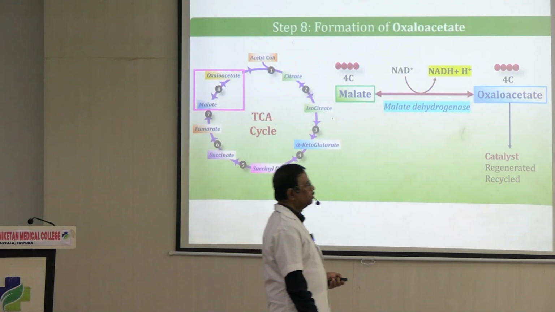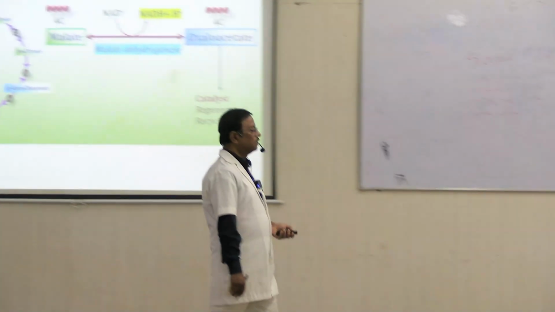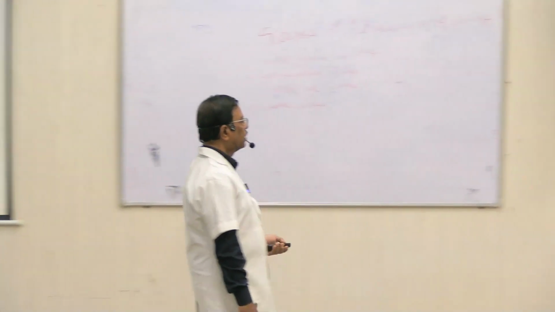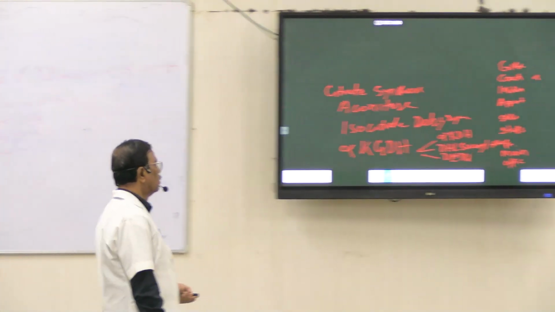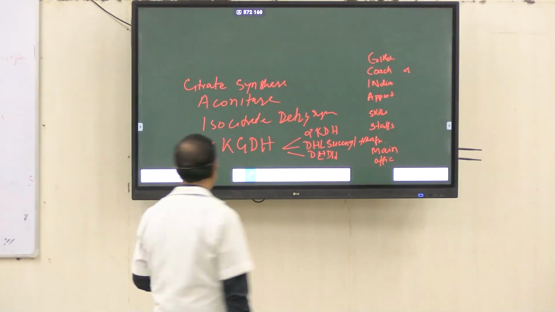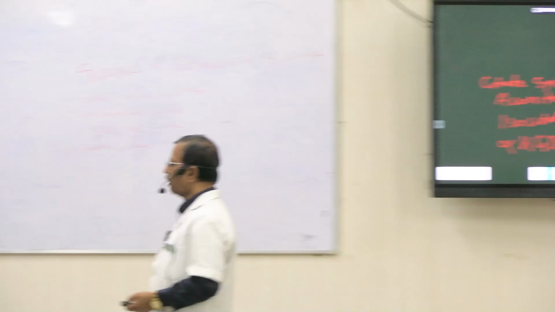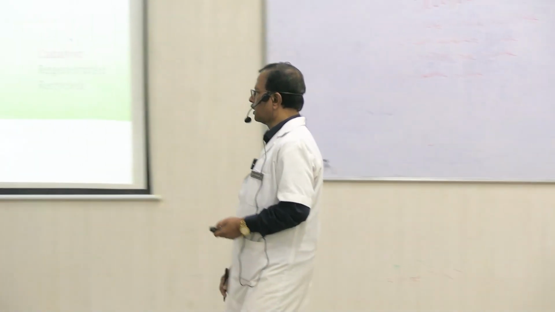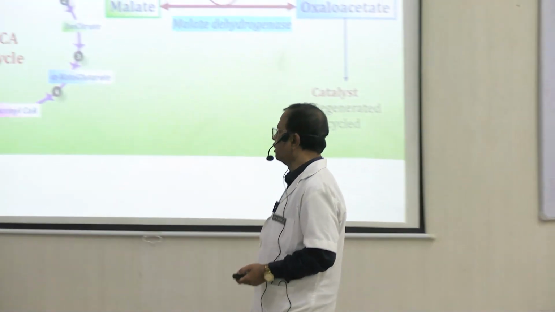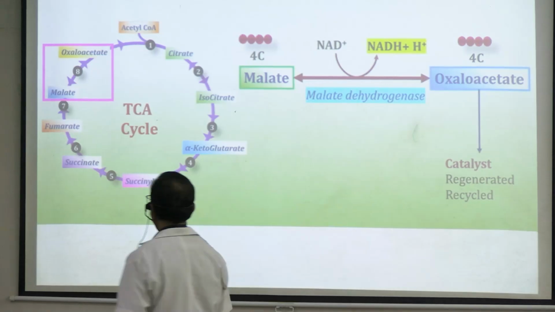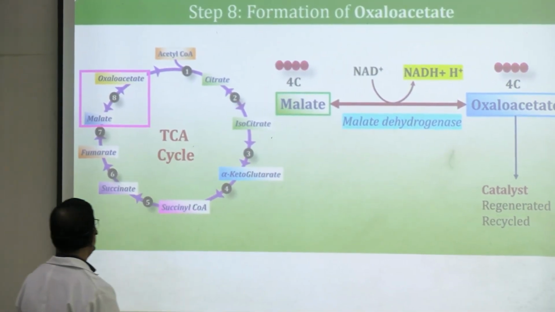So we can use the mnemonics. What are the intermediates? These are citrate, then isocitrate, alpha-ketoglutarate, succinyl-CoA, succinate, fumarate, and malate, then oxaloacetate.